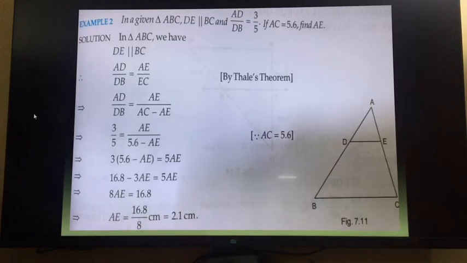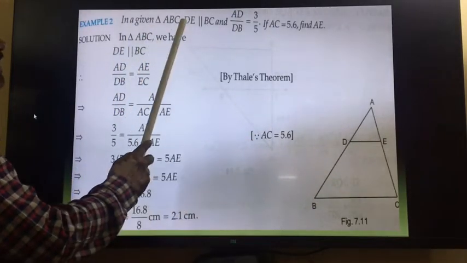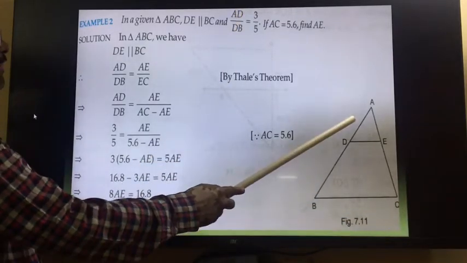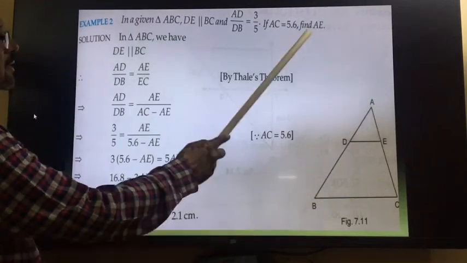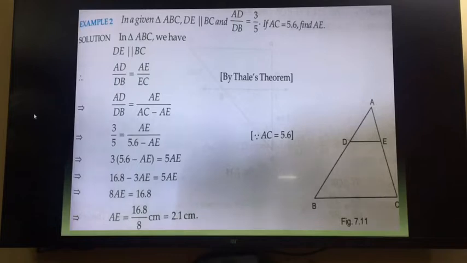Now see the next example. It is also based on the same method, same theorem. In a given triangle ABC, DE line is parallel to BC line, and it is given AD upon DB is equal to 3 by 5, and AC full line is 5.6. We have to find AE. It is a similar type of question. So if you are not able to understand the previous, you can understand from this.